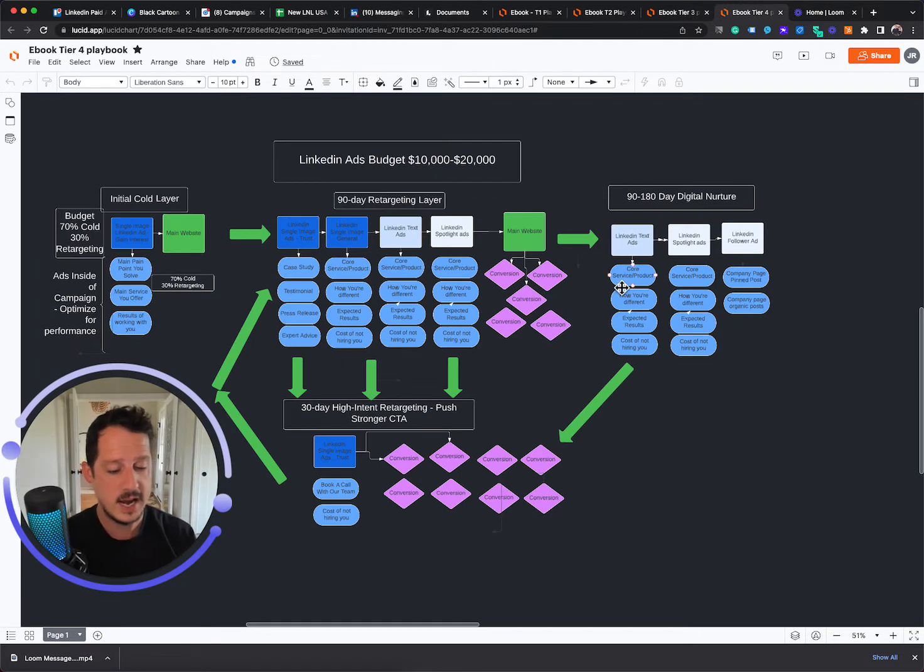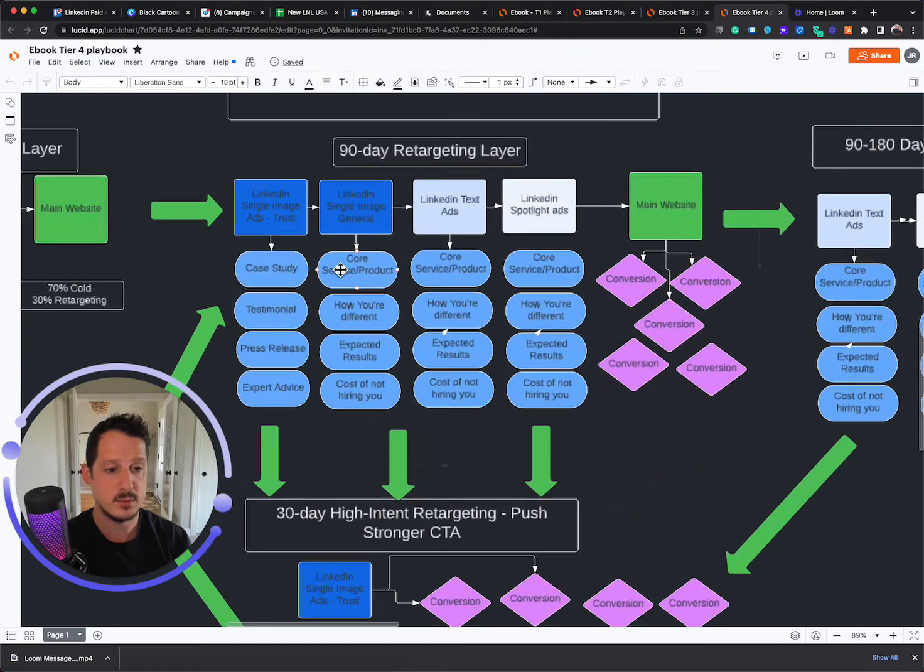What we are adding in this tier 4 is a 90 to 180 day nurture. If they interact with our ads, they visit our website, they get queued into this 90-day retargeting. And in this one, we are building trust and credibility with a single image campaign. We're showing our core product and service along with how we're different, expected results, and the cost of not working with us. We have LinkedIn text ads. We have LinkedIn spotlight ads.